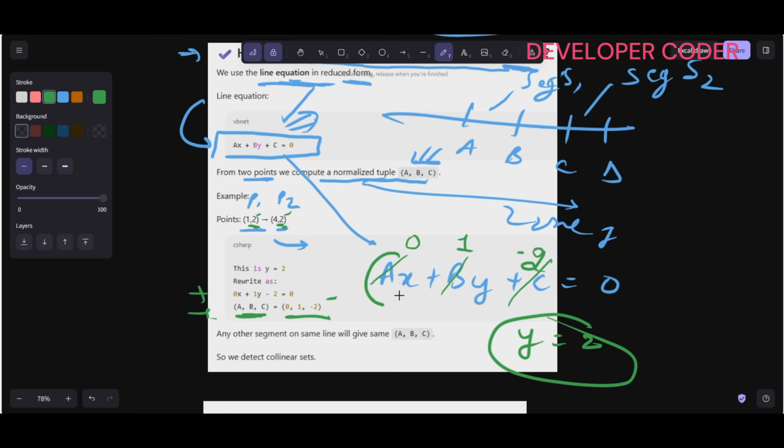I will show you how we are going to find out a, b, and c. Here I'm just giving the shortcut, right? I will show you also. Okay, so any other segment on the same line will also give you the same value of ABC, right? If they are on the same line, they will also give you the same value of ABC, right? Okay, so we detect this. What is this? Collinear sets. Okay, we detect this collinear sets. Okay, this is done, right?